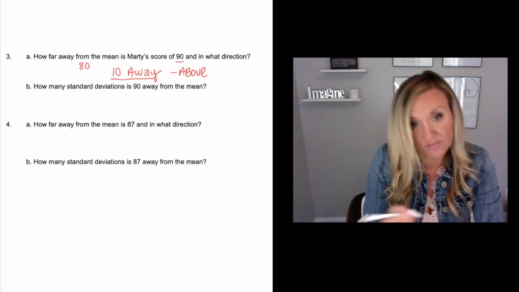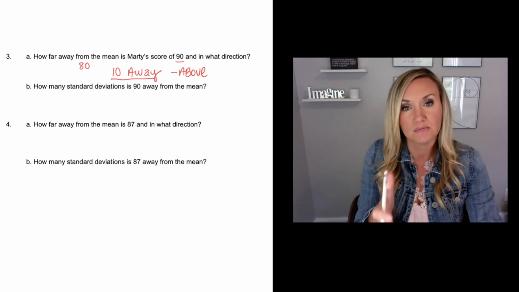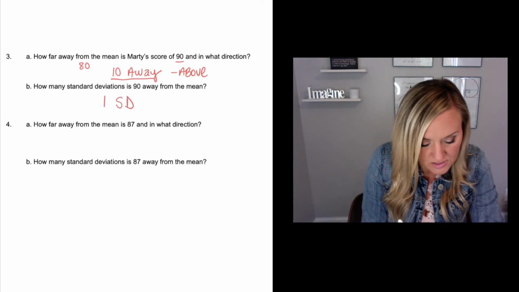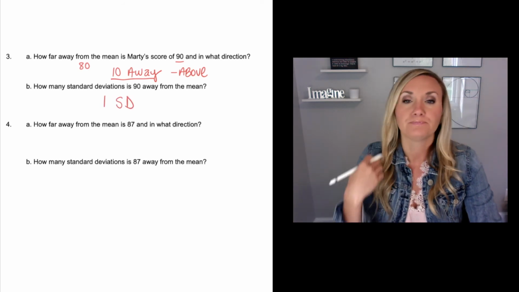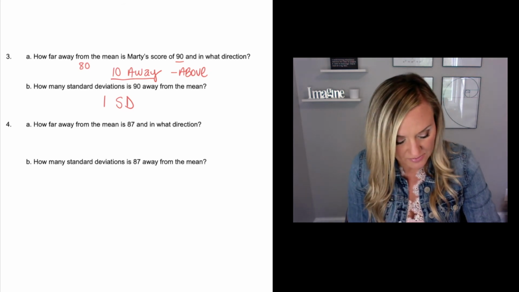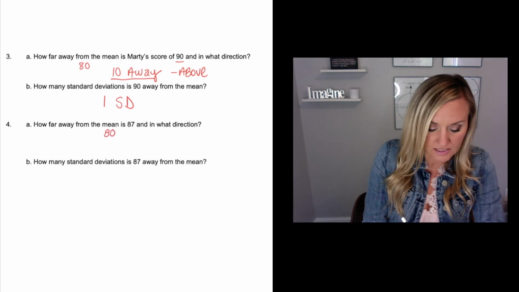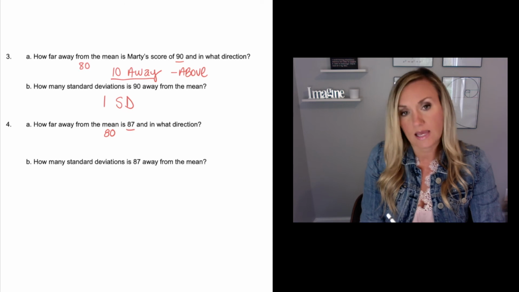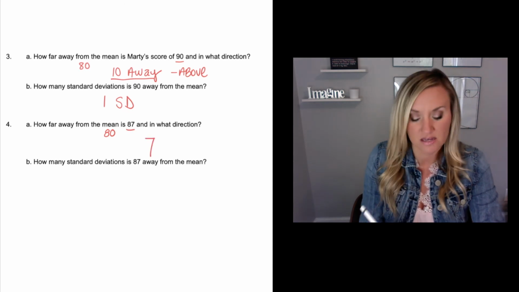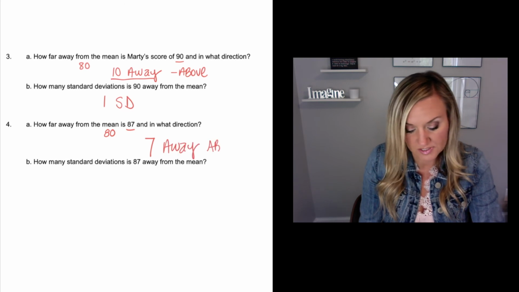And so we would say for B, which we just answered, how many standard deviations is 90 away from the mean? The mean's 80, he got a 90, he is 10 away, so that is 1 standard deviation away. Cool. Okay. How far away from the mean is 87? Well, if the mean is 80 and they got 87, that means that they are 7 away, and they are 7 above.